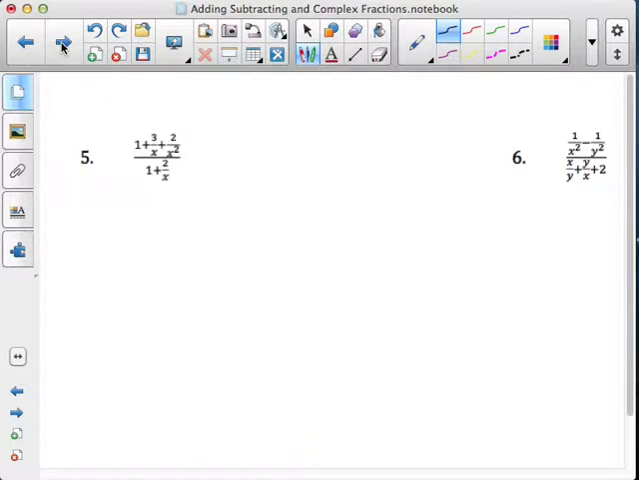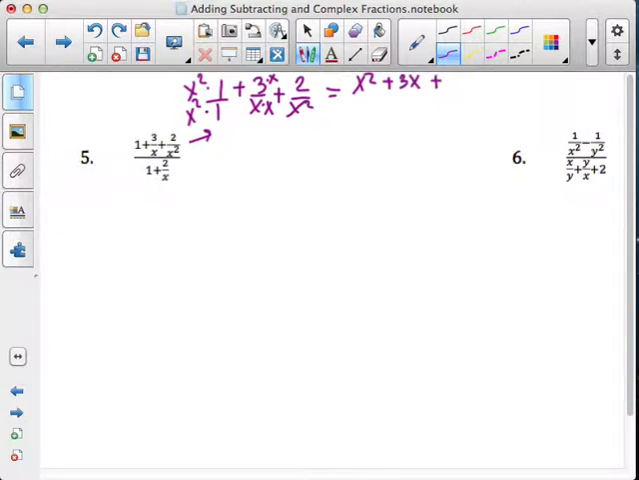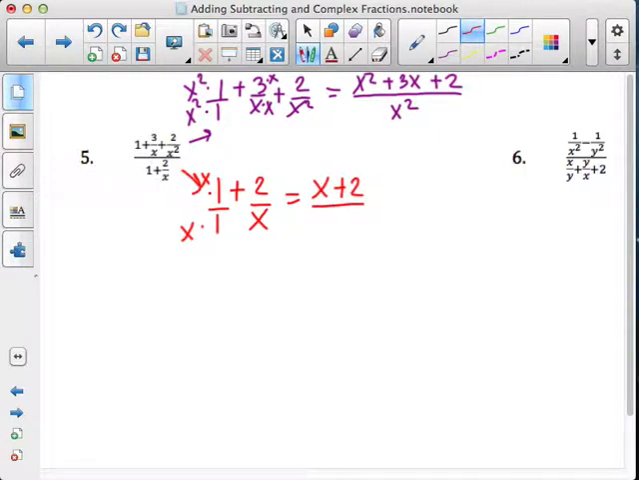All right, number 5. So let's work with the numerator first. So I'm going to have 1 plus 3 over x plus 2 over x squared. I need a common denominator, so I have to multiply this by x squared, this by x squared, this by x, and this by x. My last term I don't have to do anything to. So I end up with x squared plus 3x plus 2 all over x squared. There's my numerator. My denominator, so I have 1 plus 2 over x. So I've got to multiply by x, multiply by x. I get x plus 2 all over x.